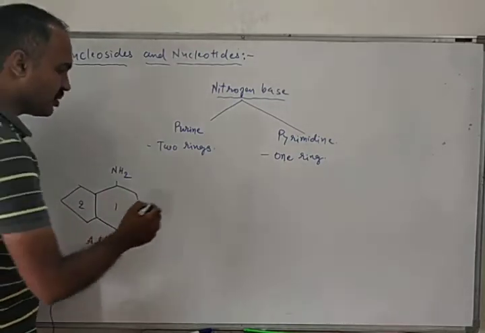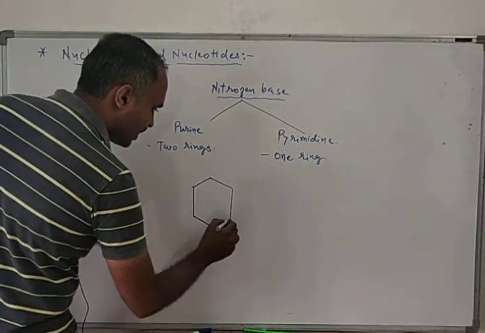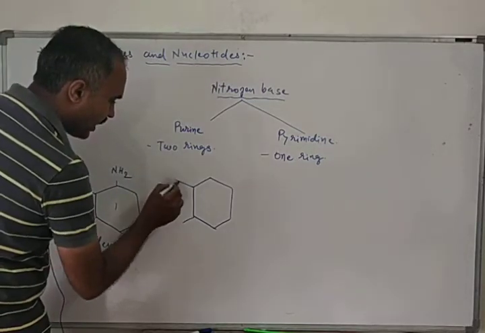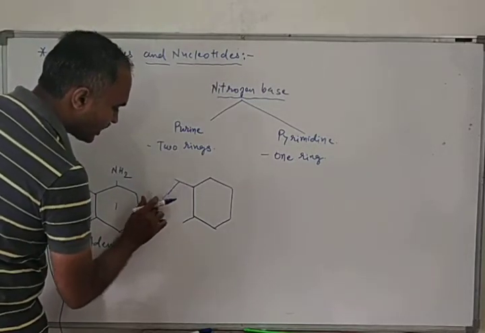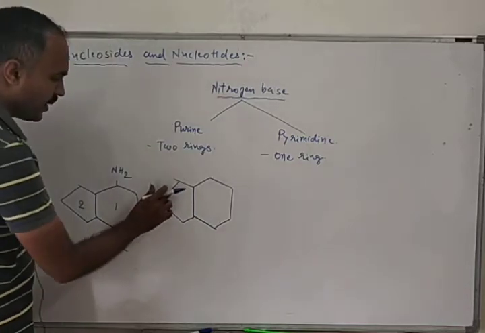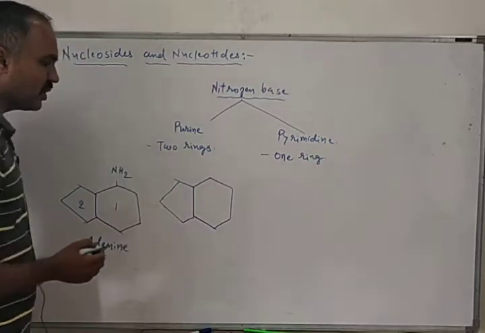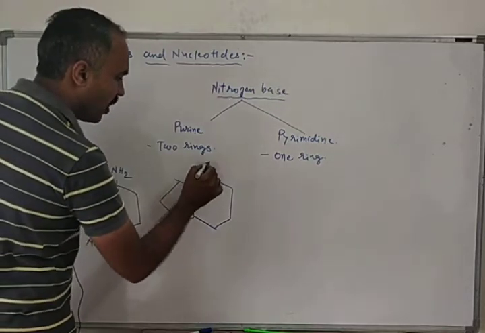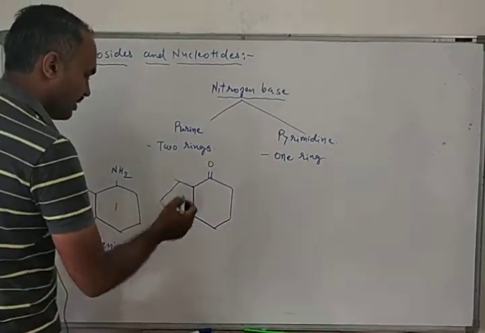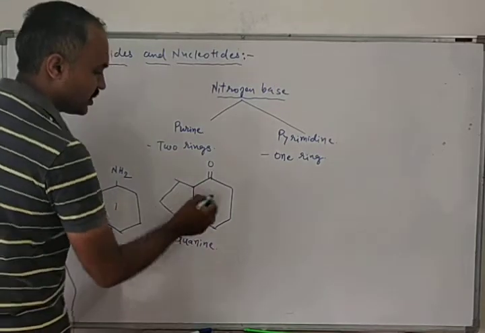Now let's draw another structure. This is a hexagonal heterocyclic ring, and along with that a pentagonal heterocyclic ring is also there. On the top of this ring, if oxygen is there, then this nitrogen base is known as guanine.